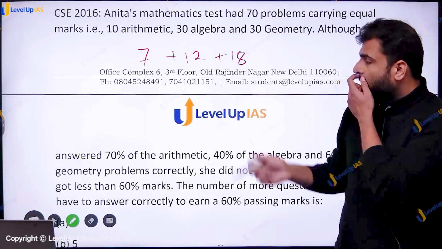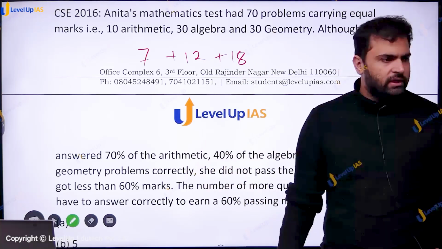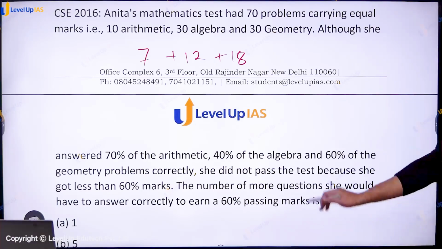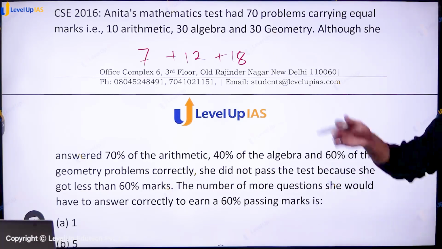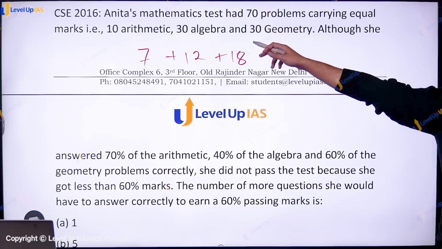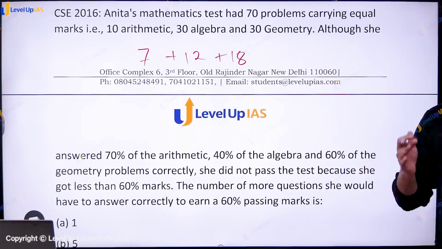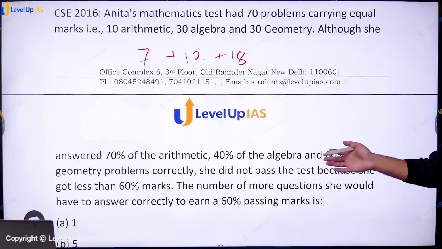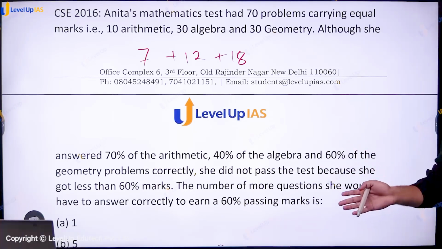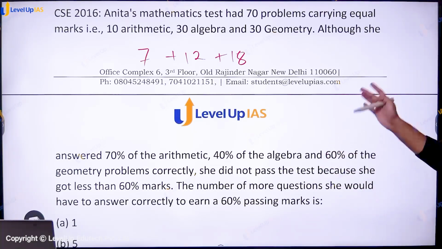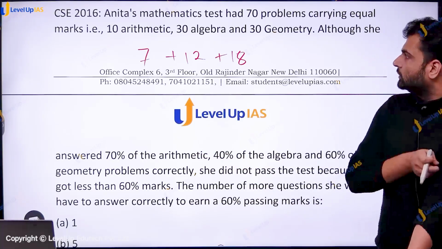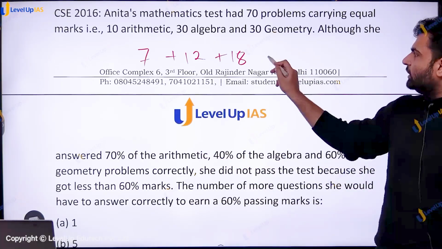I hope you can calculate percentages very easily. Again, my trick, I have told this. You divide this by 10. If there is 30 geometry questions, you divide into 10 parts. So 10% is equal to 3. So what is 60%? 3 into 6, 18. What is 40%? 3 into 4, 12. So these many questions she did correctly.